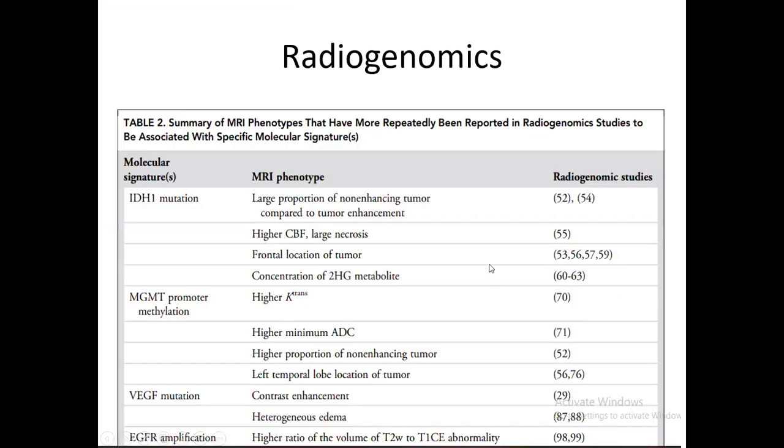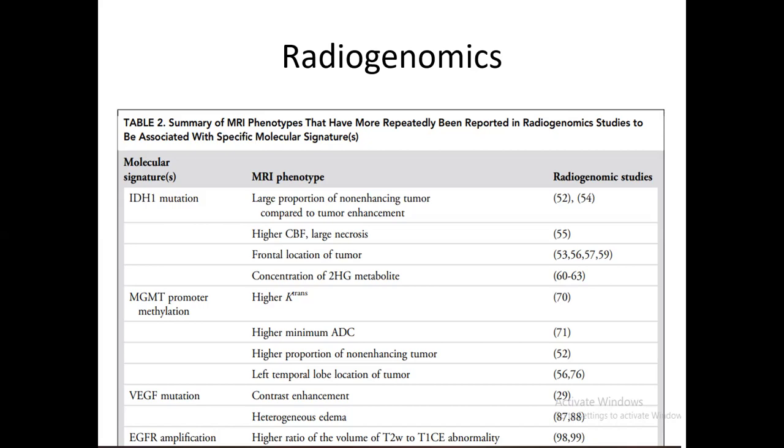If you see radiogenomics, you can predict the molecular profile by seeing the imaging phenotype. If a large proportion of non-enhancing tumor is there, mostly it is IDH1 mutation. And if you have a higher severe edema, large necrosis, frontal location of the tumor, and concentration of 2-hydroxyglutarate metabolite, it's mostly IDH1 mutation. If there is a higher ADC value, higher proportion of non-enhancing tumor, and left temporal lobe location, there is a high chance of MGMT promoter methylation.